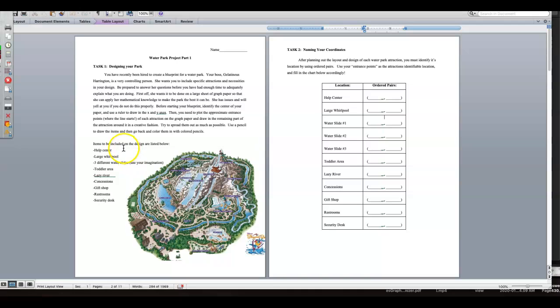You are to include all of these items down here at the bottom: a help center, a large whirlpool, 3 different water slides, a toddler area, a lazy river, a concession stand, a gift shop, restrooms, and a security desk. I did say that if you wanted to add other things, that was fine, but you weren't going to have to include them in the tasks that you do moving forward. You also needed to make sure that you put entrances on each of these attractions, and you put the entrances at exact coordinate points that you could find, so not in the middle of your coordinate grids.